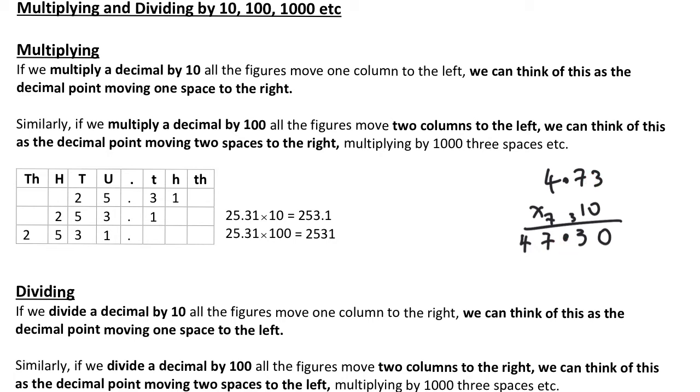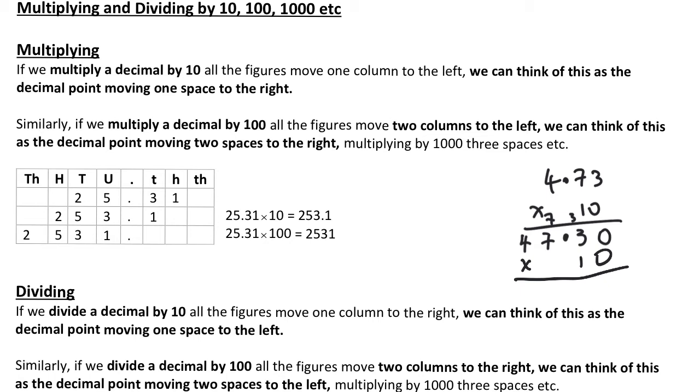Similarly, if we were to multiply by 100, all the figures would move 2 columns to the left. If we were to do 4.73 times 10, we get 47.3, as we've just seen. If we were to multiply that by 10 again, because multiplying consecutively by 10 twice is the same as multiplying by 100.